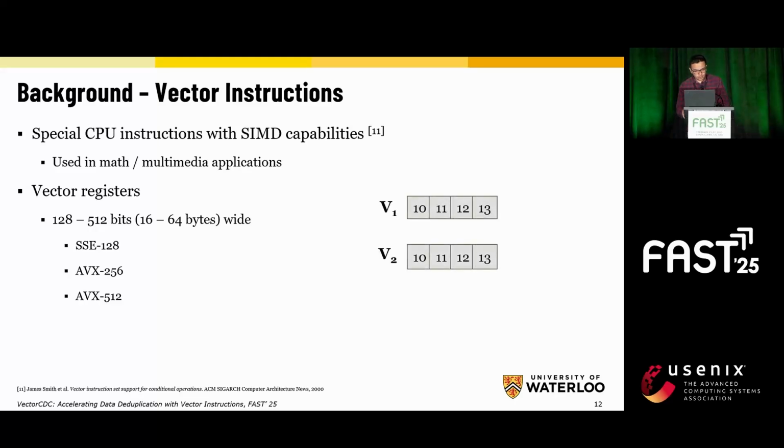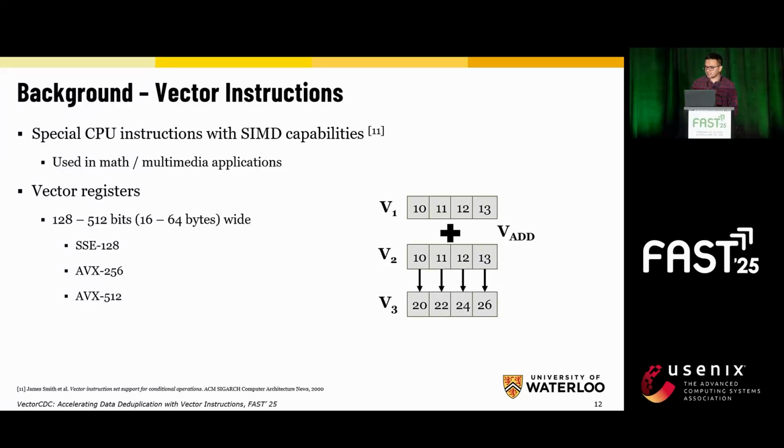So let's say I have 4 integers I want to add to 4 other integers. Now, in the regular world, what I would do is use 4 separate integer addition operations. The first to add 10 plus 10, the second to add 11 plus 11, and so on. But if I load them into a vector register, I can use one single vector addition operation to get the results back into another vector register. So instead of using 4 integer operations, you're now using 1 vector operation.